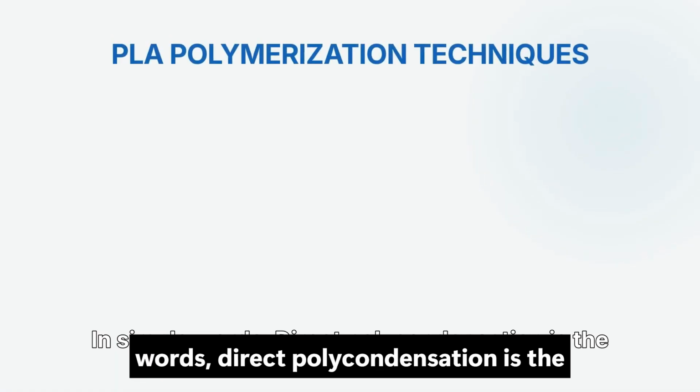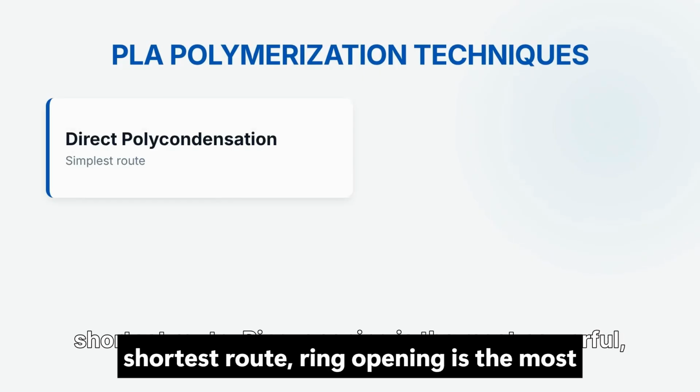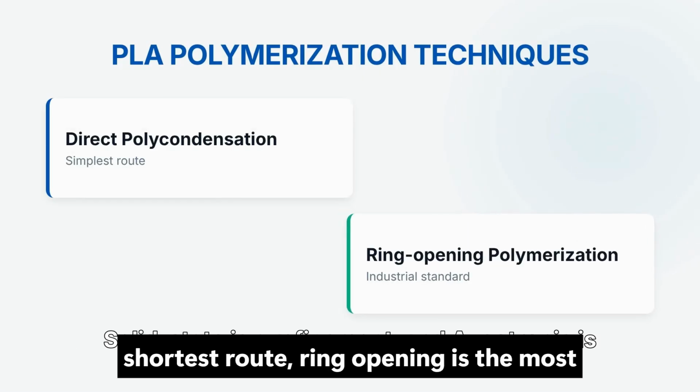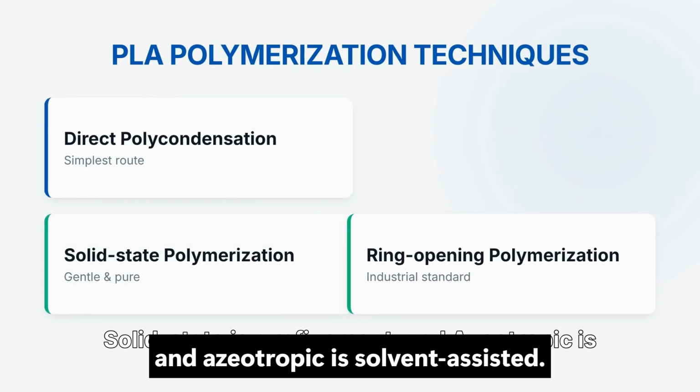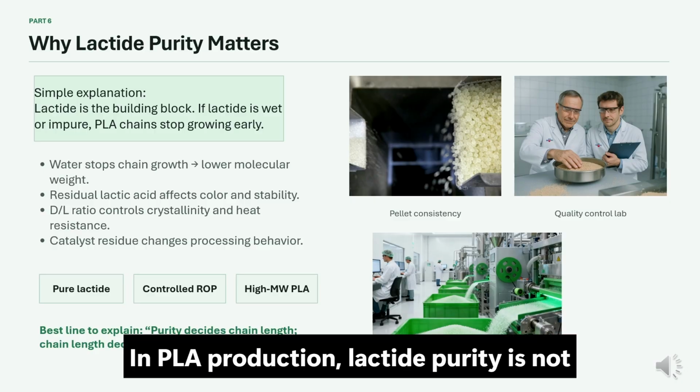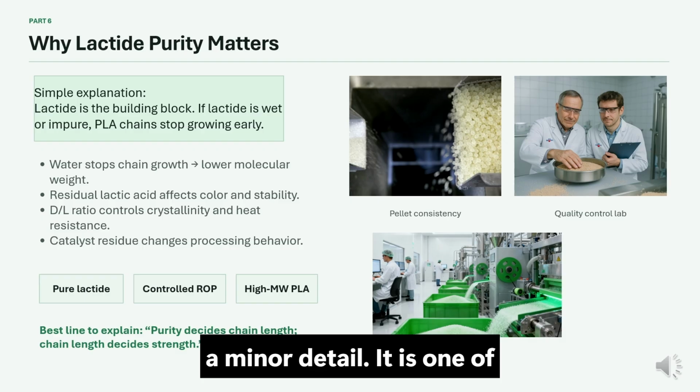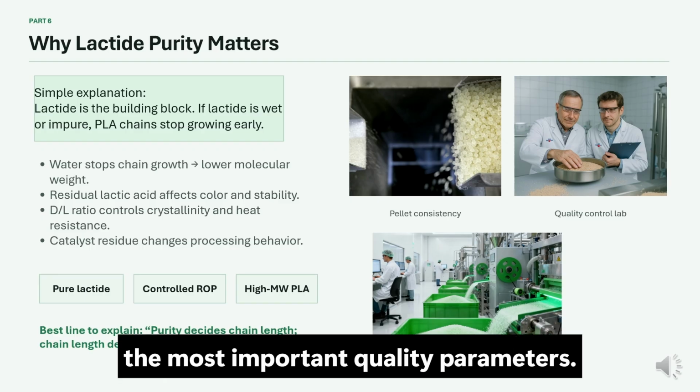In simple words, direct polycondensation is the shortest route. Ring opening is the most powerful, solid-state is a refinement, and azeotropic is solvent-assisted. In PLA production, lactide purity is not a minor detail. It is one of the most important quality parameters.